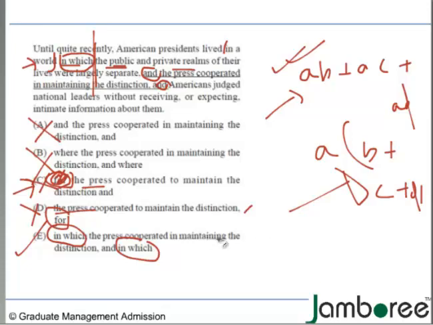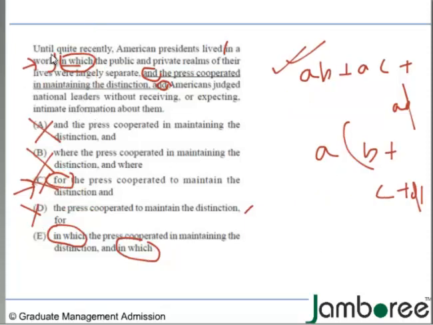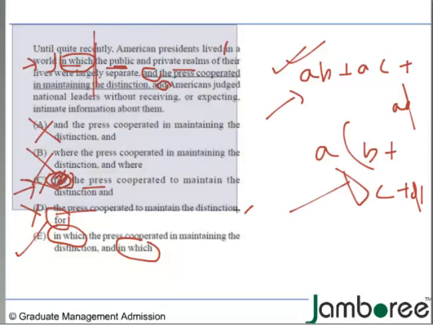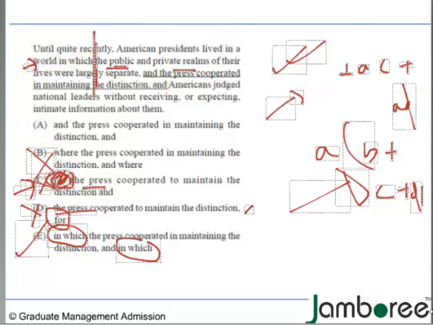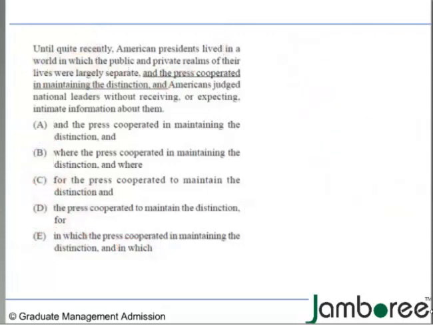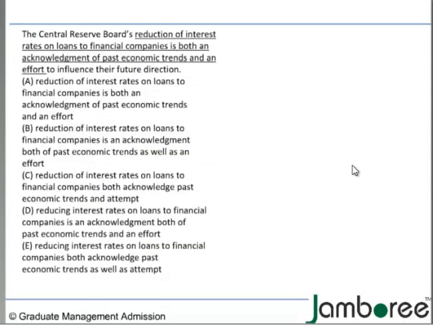Everybody understood this question? I hope I'm not going too fast. You're able to keep up? Okay. Let's do this.